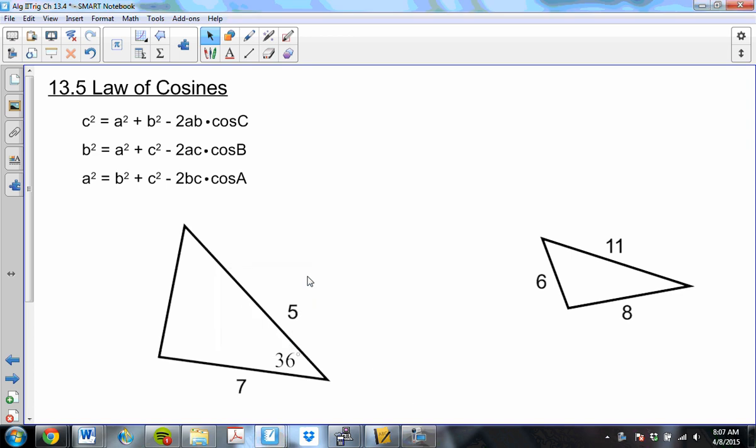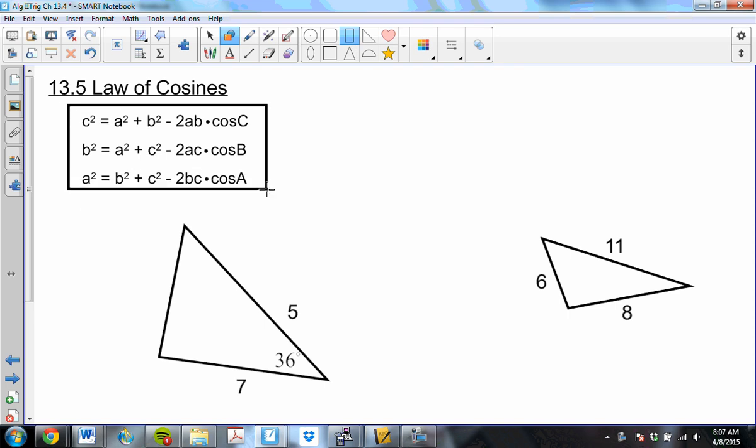13.5 is the law of cosines. This is actually going to be a pretty quick one. These here are your three laws of cosines, just like how we had three laws of sines from before.